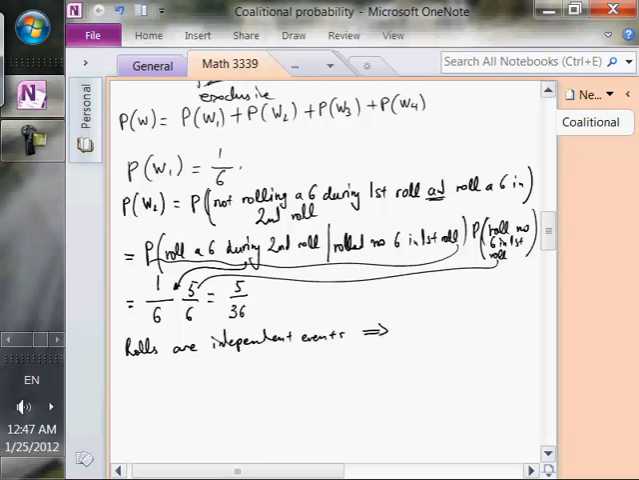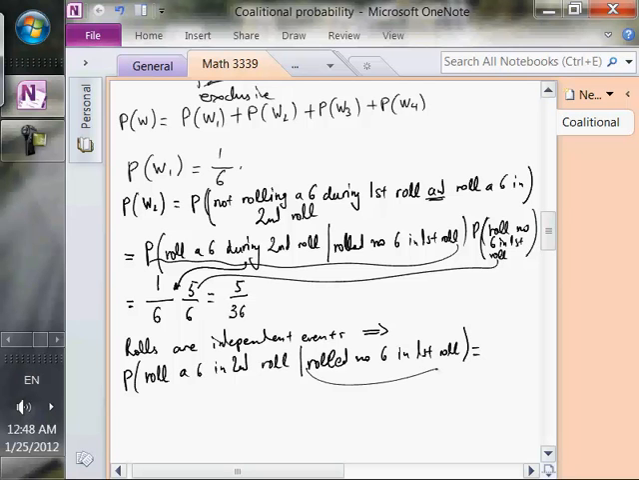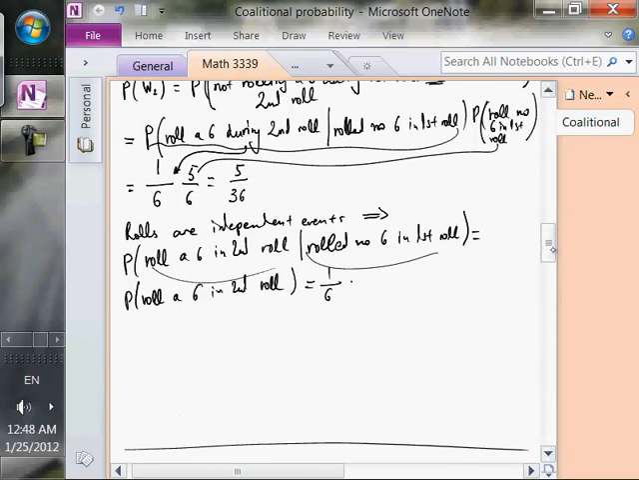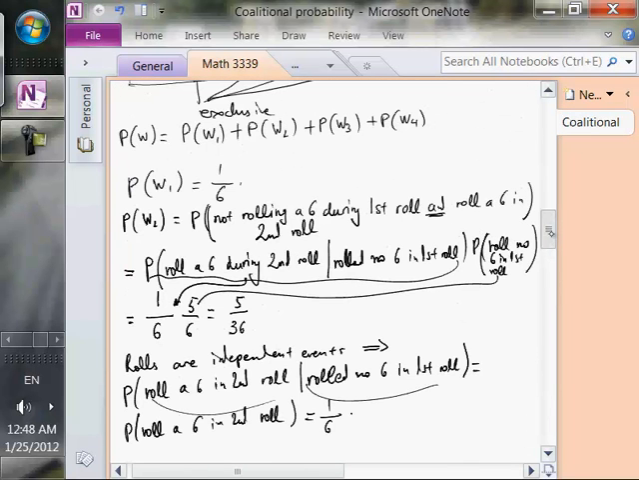Therefore, the probability of rolling a 6 in the second roll, given that we rolled no 6 in the first roll: what happened in the first roll and what happens in the second roll are completely independent events. So this is equal again to the probability of rolling a 6 in the second roll or in any other roll, and this is always equal to 1/6. That's why I have here 1/6.